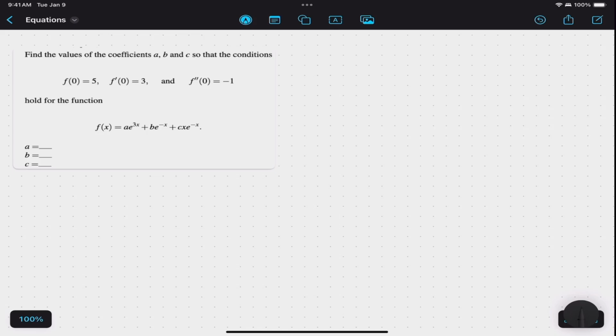Hello everyone, today I thought I'd go over one of the problems I encountered on my exam for linear algebra.